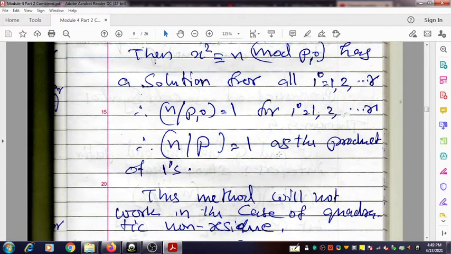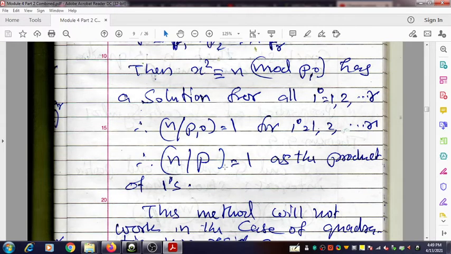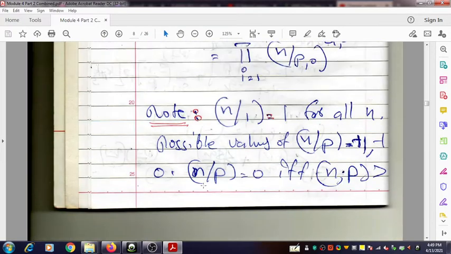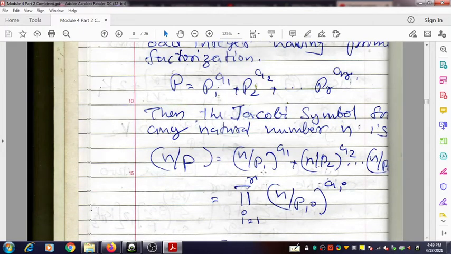Therefore n bar p equal to 1. Hence we get that n bar pi equal to 1 for all values, and coming back to the definition of n bar p, when we think about computing n bar capital P, it is equal to n bar p1 raised to a1 and so on, and we have seen that each factor is equal to plus 1 now.